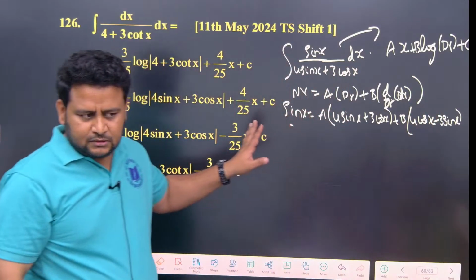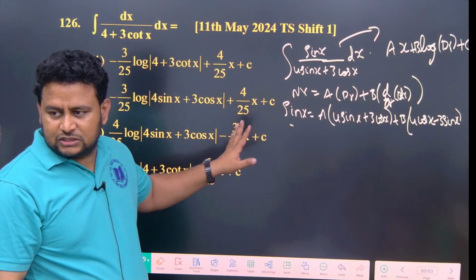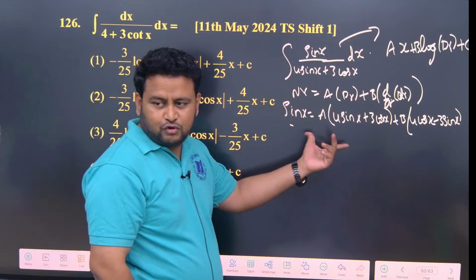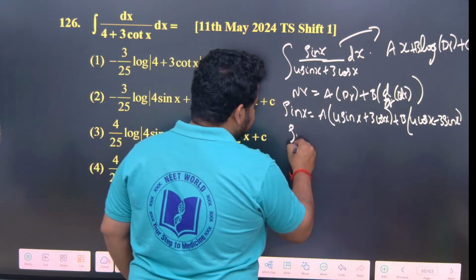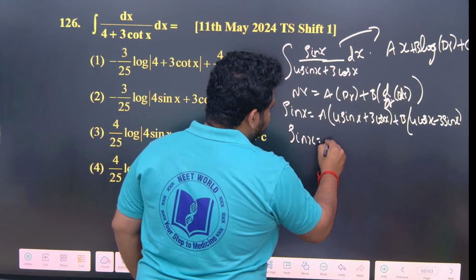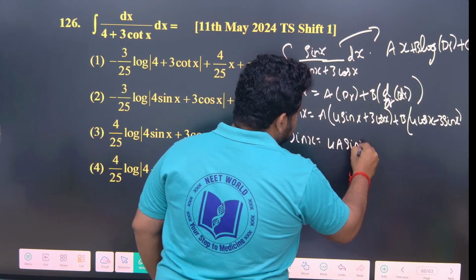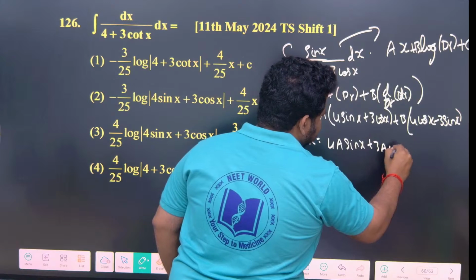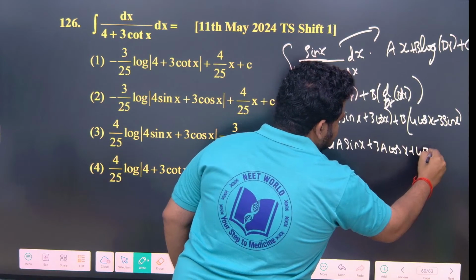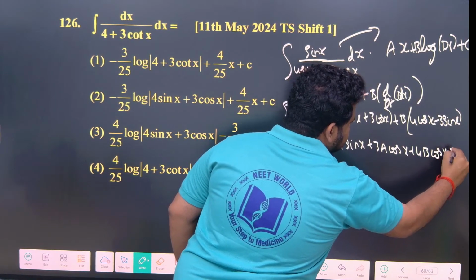Understanding, Sahiti, Shravanti, Ritika, Harsha? This is what we are doing. Now we have to compare the coefficients. First let us multiply. So sin x is equal to 4a sin x plus 3a cos x plus 4b cos x minus 3b sin x.